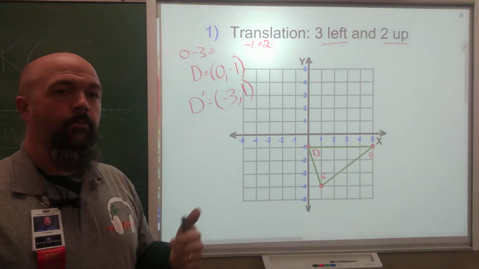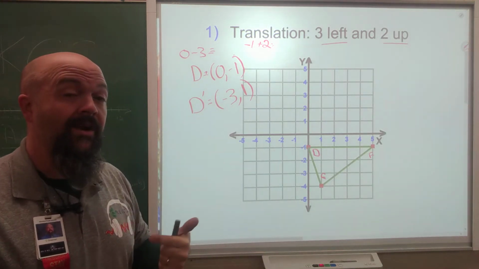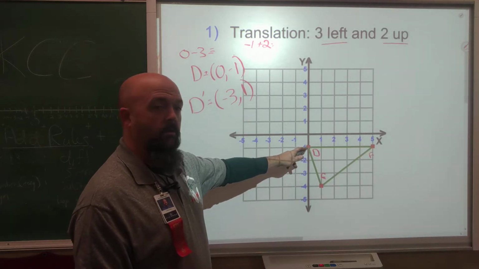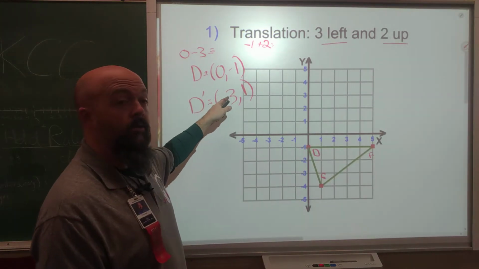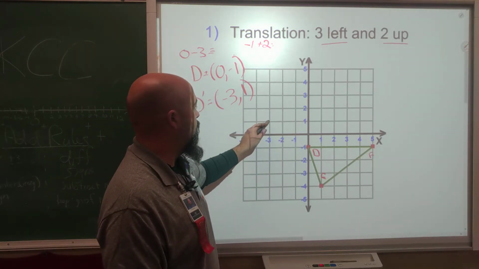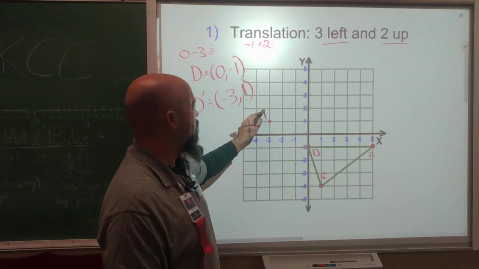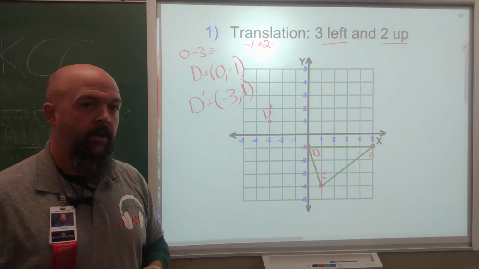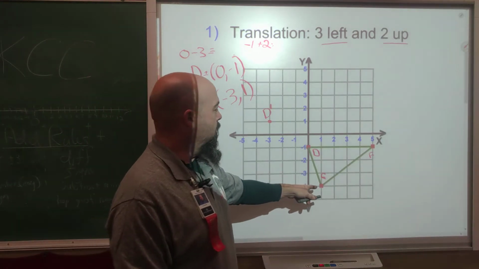So our first point that we're going to move or translate goes from 0, -1, this point here, and it becomes -3, +1. So that means we go -3, +1. And we have translated point D. Okay? Moving on, let's go to E.